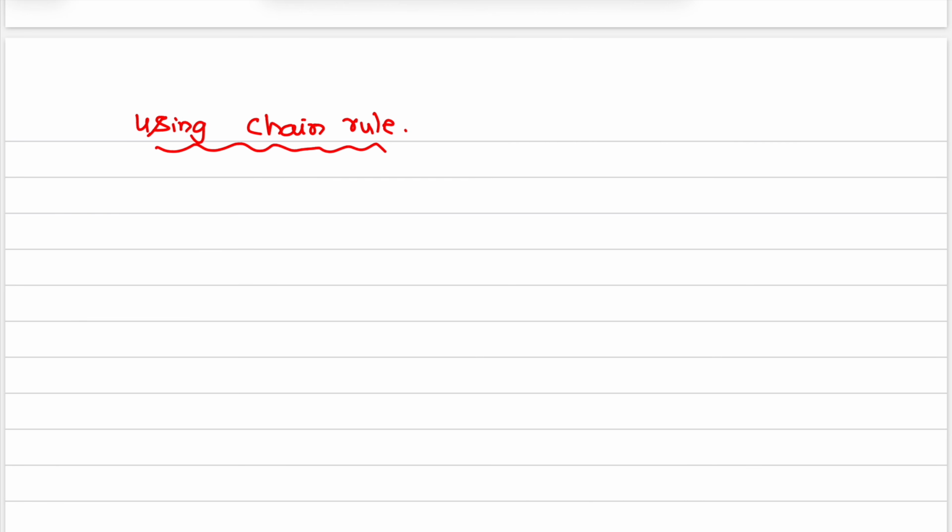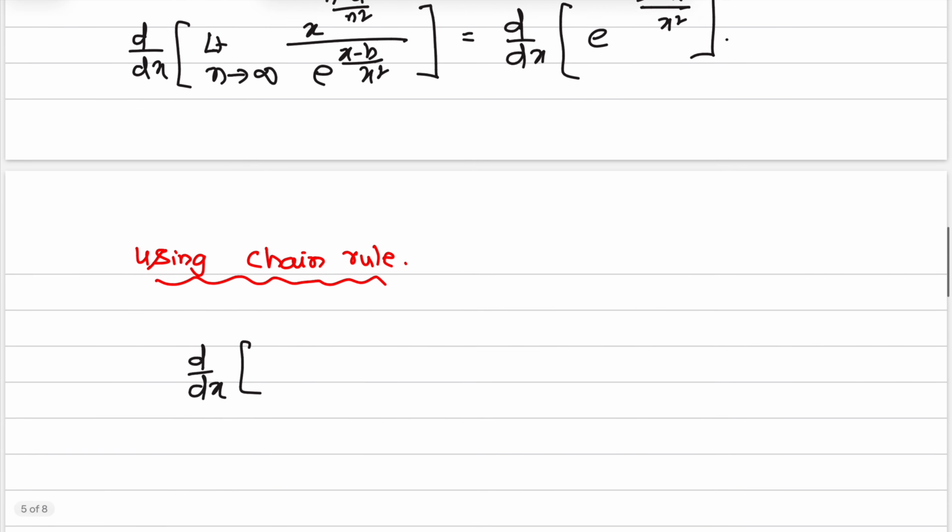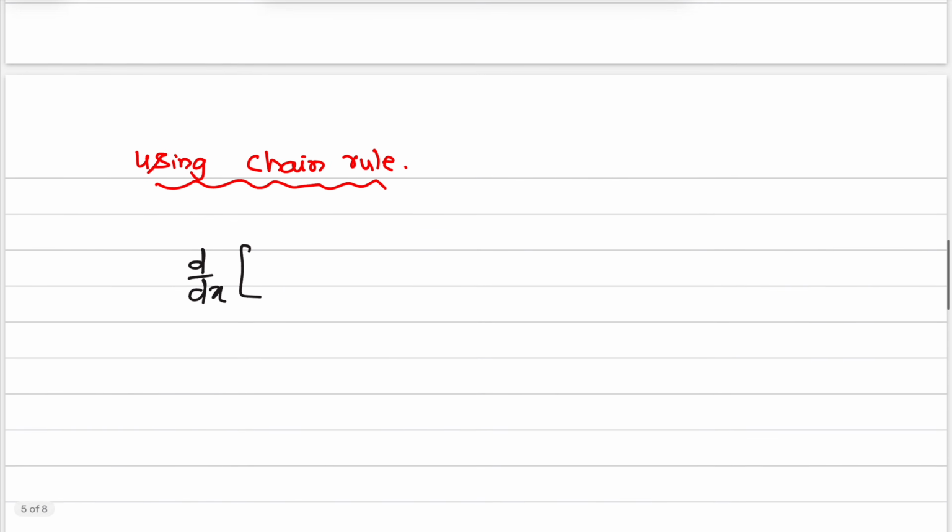Here, what we have to find out is d by dx of e to the power of (b minus x) by x square. This is what we have to find.